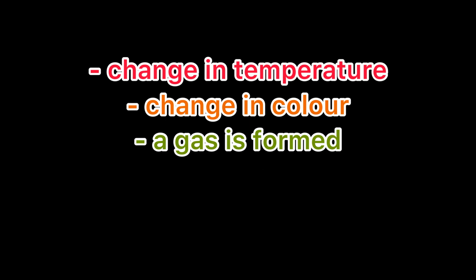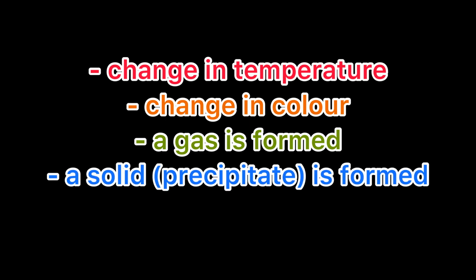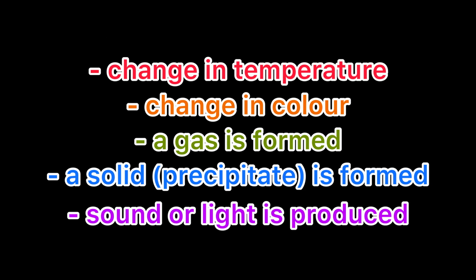Now, it can be very hard to identify whether or not the atoms have been rearranged, so some indicators of a chemical reaction include change in temperature, change in colour, when a gas is formed, when a solid or precipitate is formed, and finally, when sound or light is produced. It is very important to note, however, that these indicators alone cannot prove that a chemical reaction has occurred, because for a chemical reaction to have happened, the atoms must have rearranged.